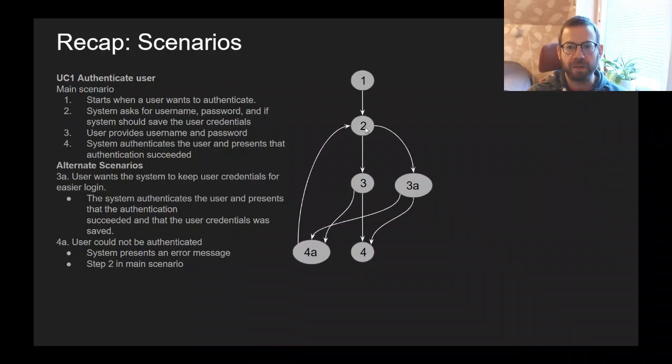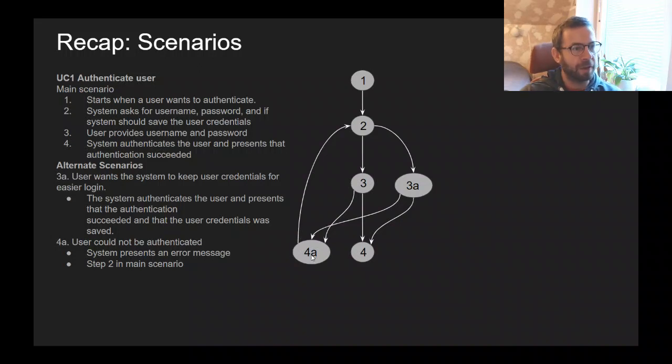And then we have alternate scenarios. So you can go through 2 and then to 3A, which is that the user wants the system to keep the user credential for easier login. And then you have a different name here, and from this state you can go to successful login, or you can go to 4A, which is that the user could not be authenticated.